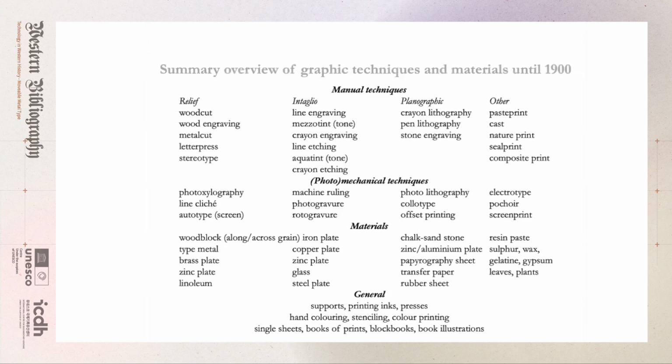Early Western manual printmaking, see the first row, can be divided into three main techniques. Column 1, relief printmaking, such as woodcut and engraving. Column 2, intaglio printmaking, such as engraving and etching. And column 3, planographic printmaking, such as lithography. Some other processes were also used, see column 4, but they mostly did not develop much.